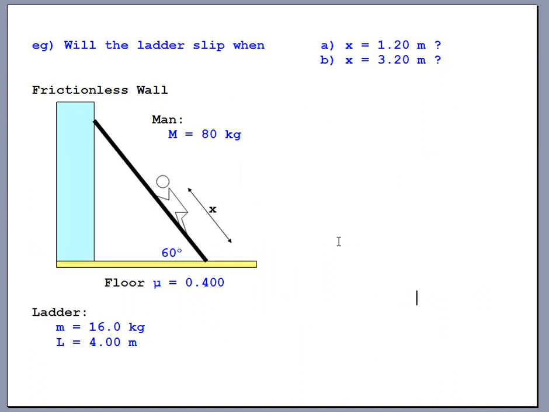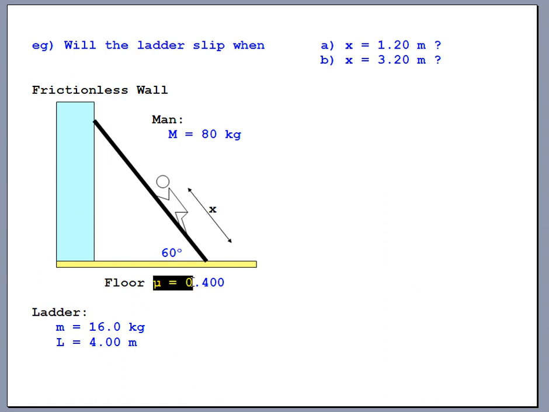Final one, little story about a person climbing a ladder. So this person, they're going to be 80 kilograms, and they're actually going to move up the ladder to different spots on the ladder. And so we're going to try this question out twice. Once when they're 1.2 meters from the corner, and once when they're 3.2 meters from the corner. We want to make sure this ladder doesn't slide out, that the heel, or sometimes called the butt of the ladder, doesn't slide out to the right.